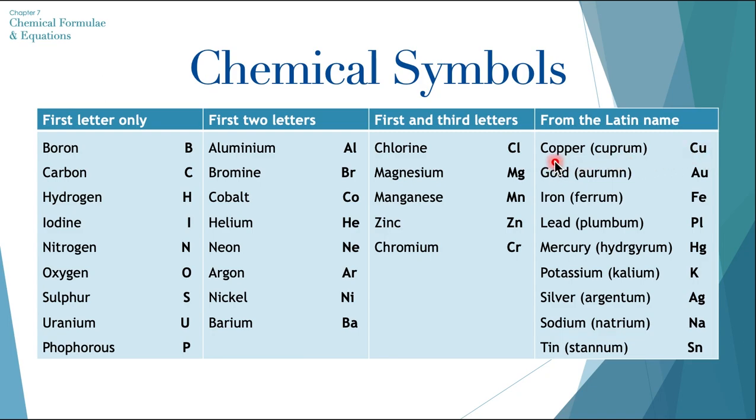It is not related to copper as we have no U in copper, but you should remember that it comes from the Latin name cuprum. Gold's symbol comes from its Latin name aurum. Iron is ferrum, so that is why we write Fe. Lead is plumbum, so we write Pb for lead. Completely different from lead, but it comes from the Latin name plumbum.